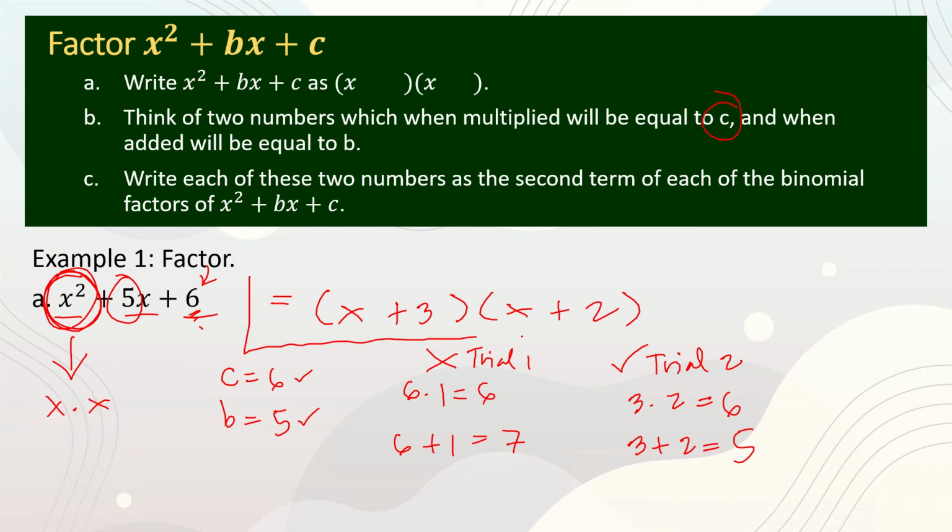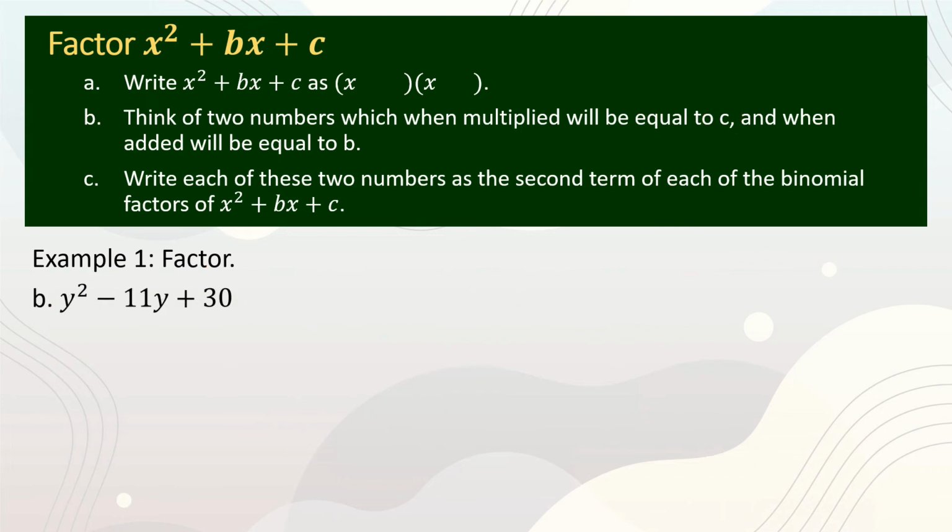So if you're hesitant or you're not sure if your answer is correct, you can always do the reverse. You find the product of your answer and check whether it will go back to the given. Okay? So for example, x plus 3 times x plus 2, you can use FOIL method or distributive property to verify whether this is really the correct factors. Okay, let's try another example.